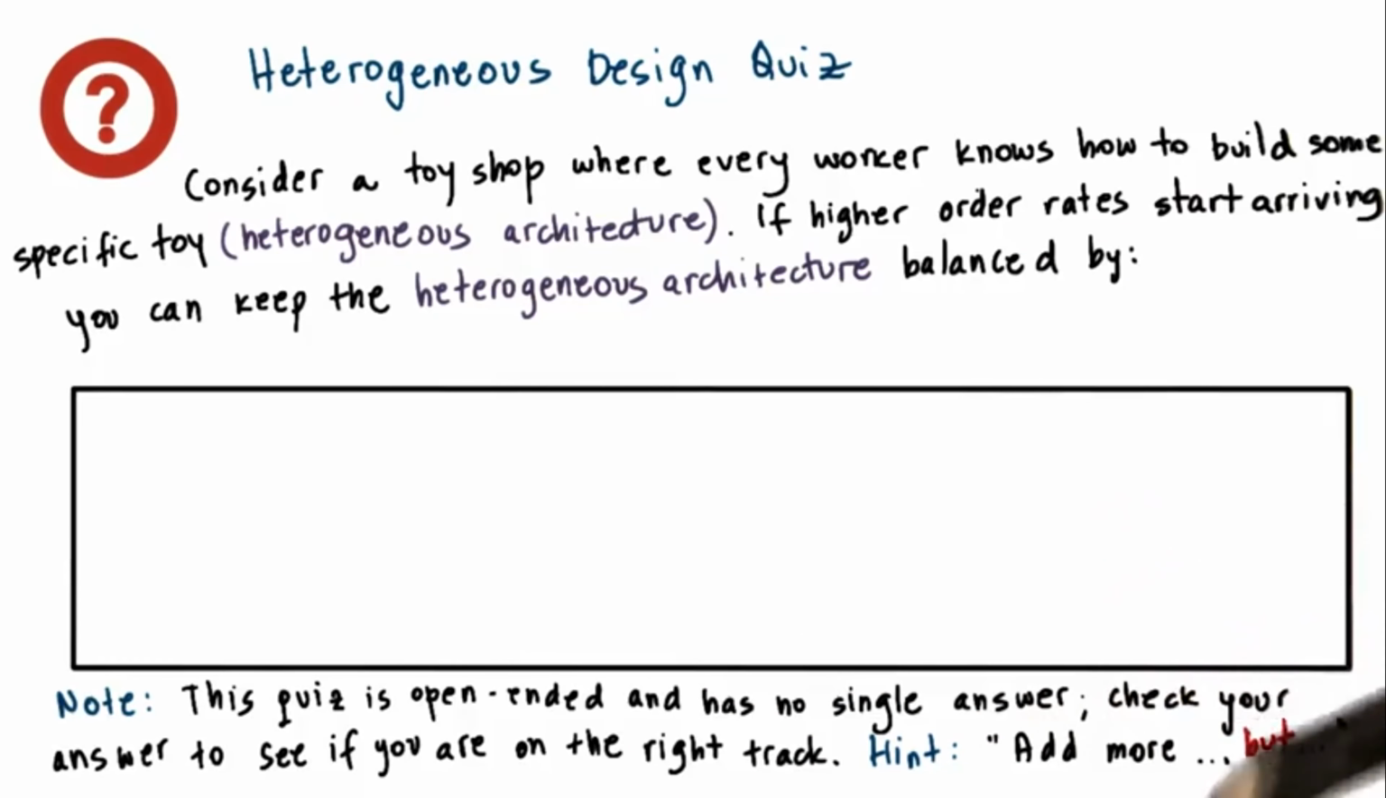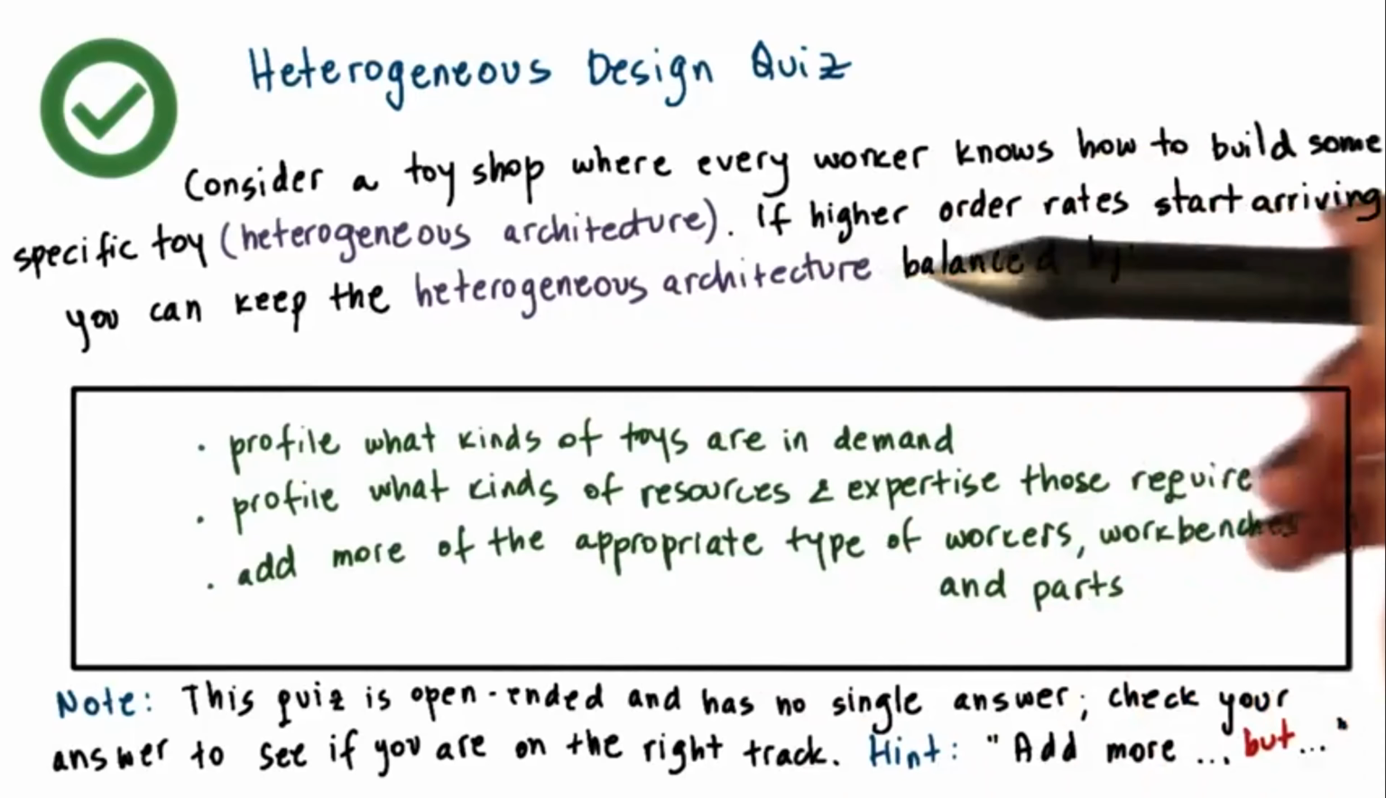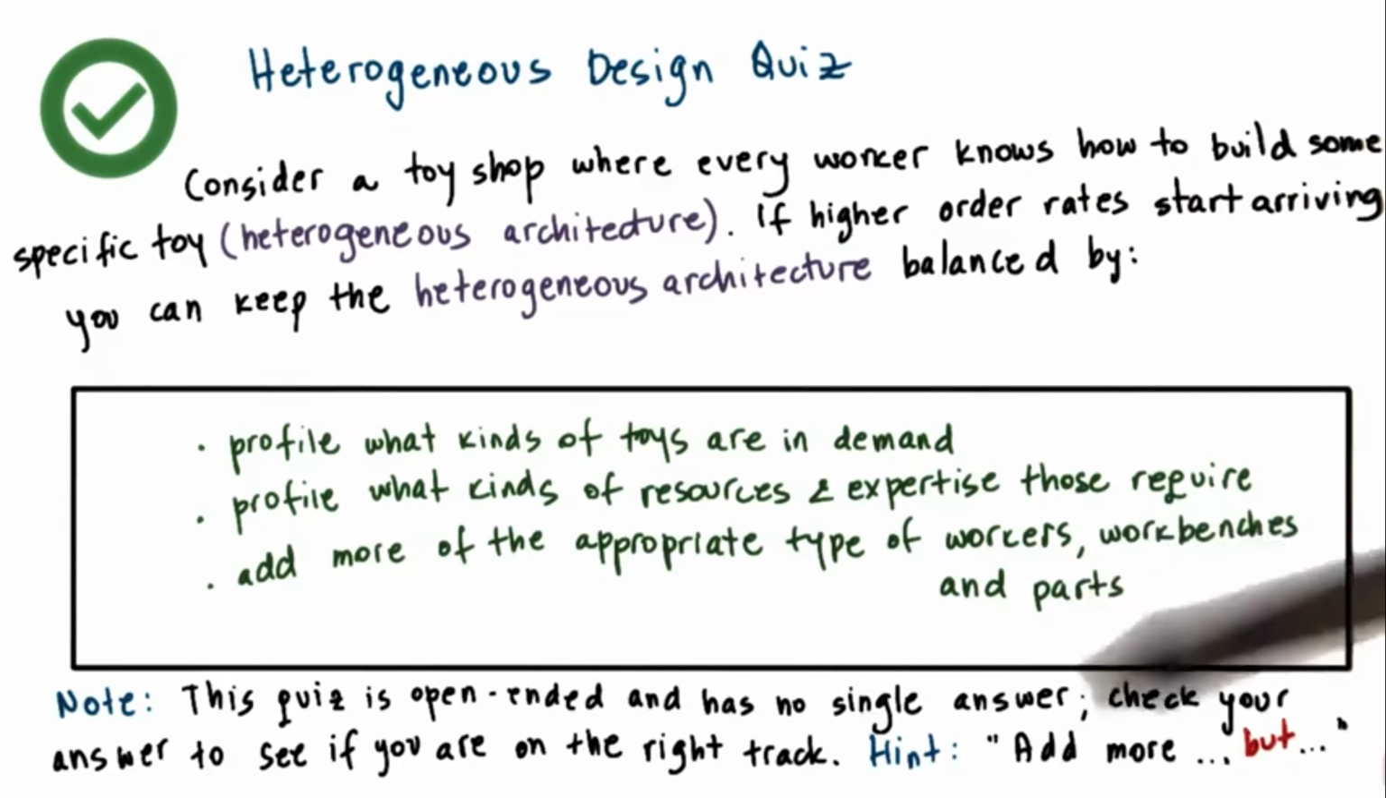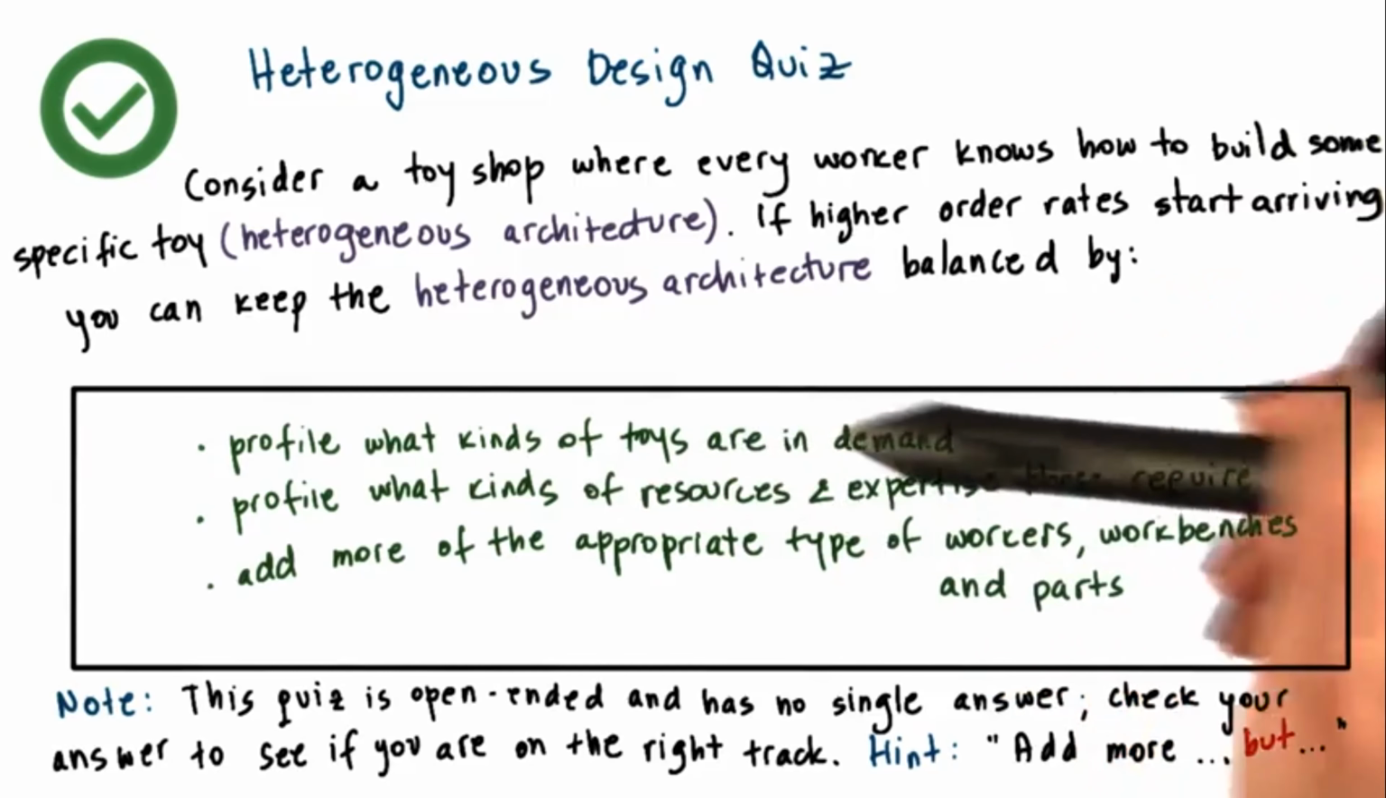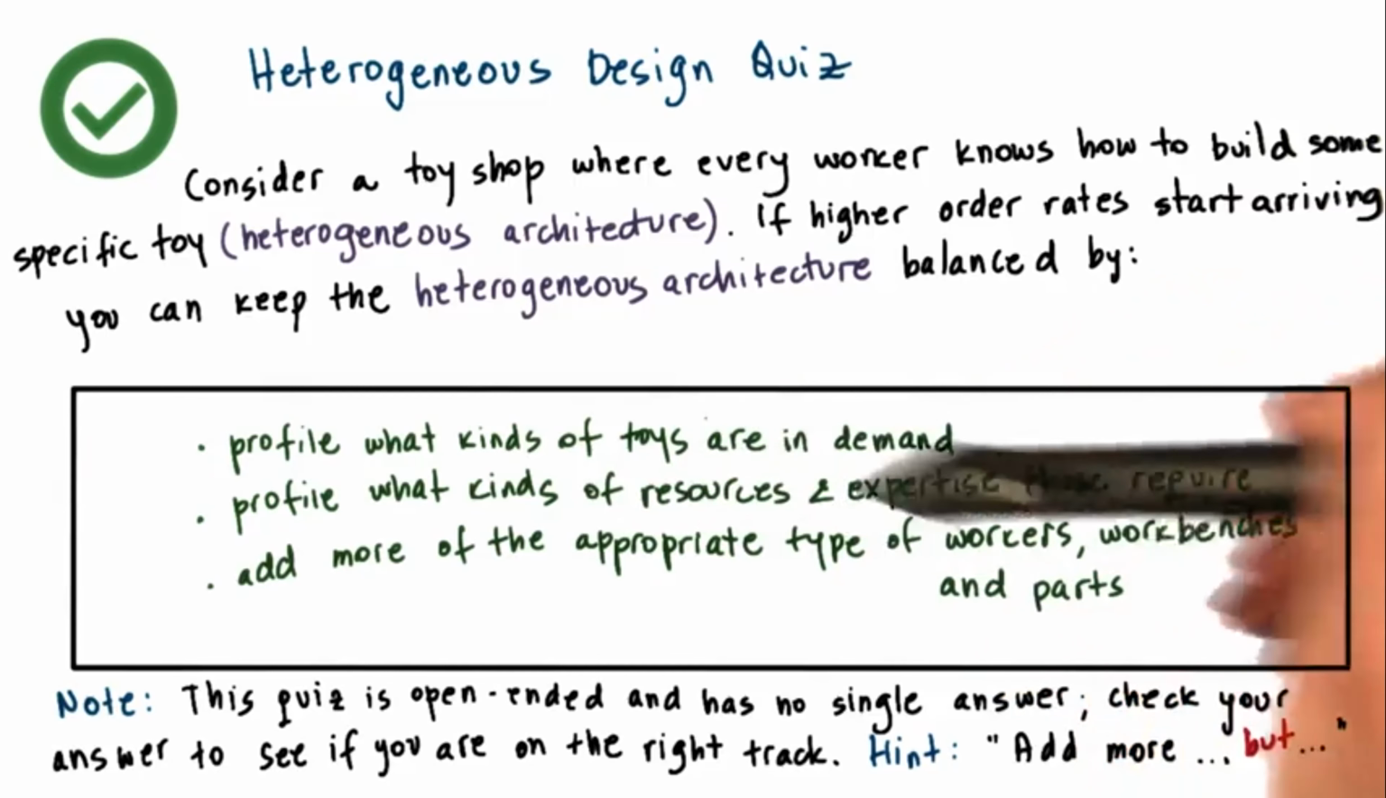Now, in this scenario, again, we'll ultimately need more workers, more workbenches, more parts. So in a heterogeneous architecture, we would need to add more processes, more server nodes, more storage. However, before we can do that, we first need to profile what kinds of toys are in demand, what kinds of requests the external users are making, and then also profile what kinds of resources are required for those particular types of requests for those toys.